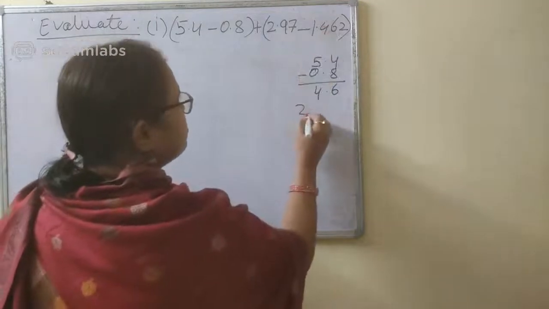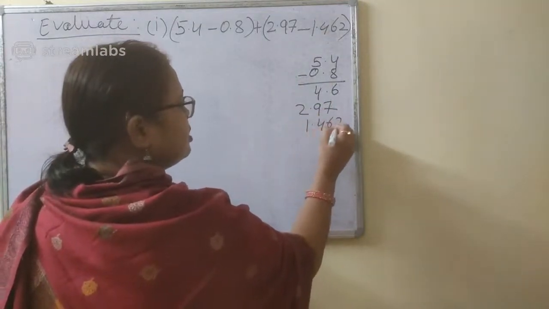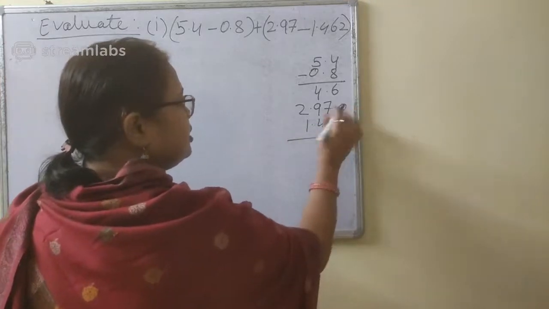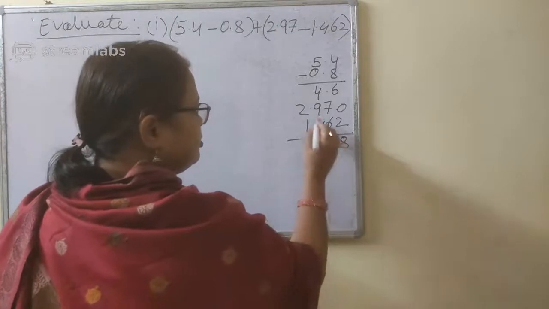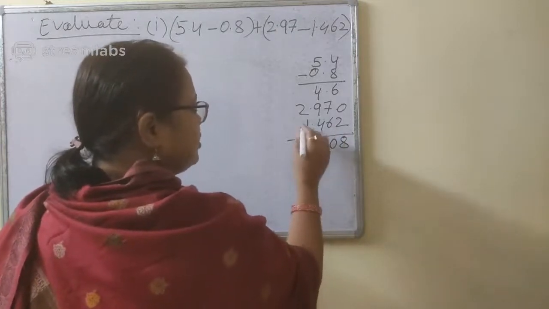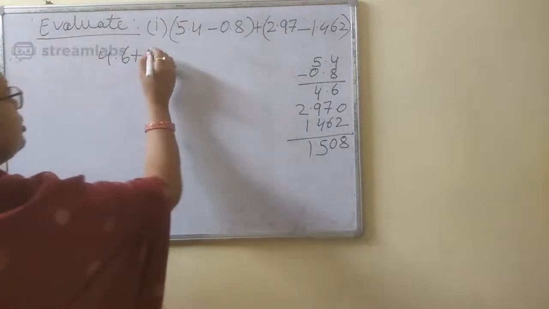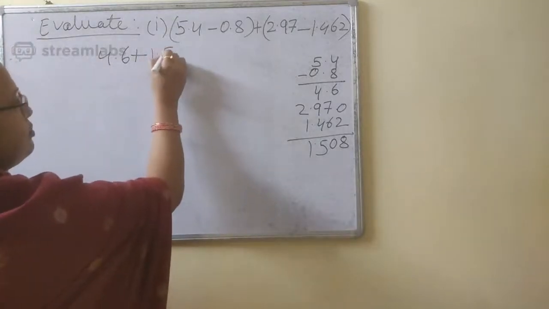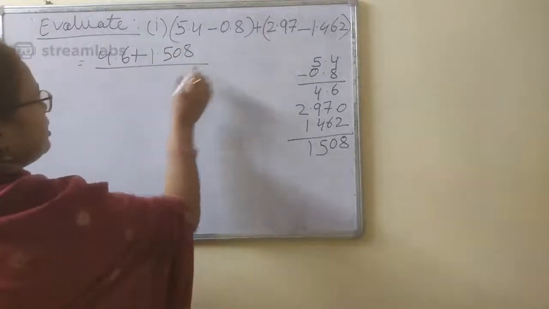So write here 4.6 plus what? Again subtract this one, 2.97 and 1.462. So this is 0 here. So 10 minus 2, 8. 6 minus 6, 0. 9 minus 4, 5. And 2 minus 1, 1. Okay. So here also you will write 1.508. Now what you have to do? You have to add these two.